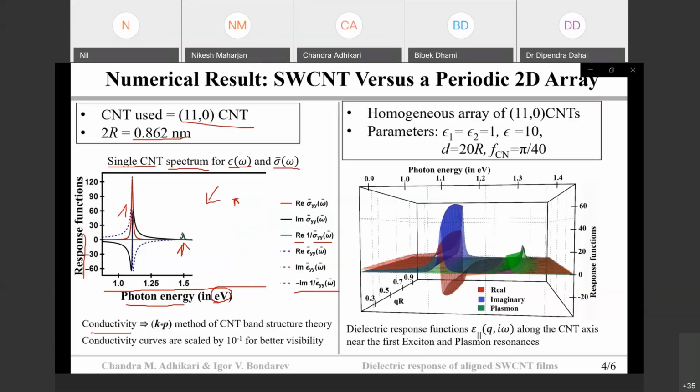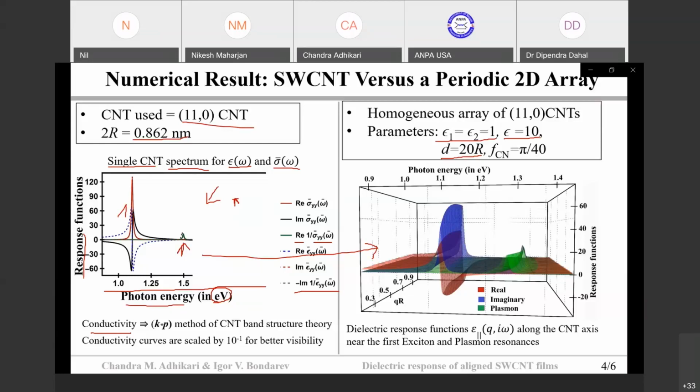Now, if we take that window and do the same for an array of carbon nanotubes using the equation that we derived and discussed in the previous slide, the dielectric response function spectrum looks like what is shown in the right half of the slide. We take the nominal value of epsilon equal to 10 for the permittivity of the dielectric medium in which the carbon nanotube is immersed, and we say that our film is hanging in air. This is what epsilon 1 equal to epsilon 2 equal to 1 means. The thickness of the film is 20 times the radius of the 11-0 carbon nanotube, which is about 9 nanometers.